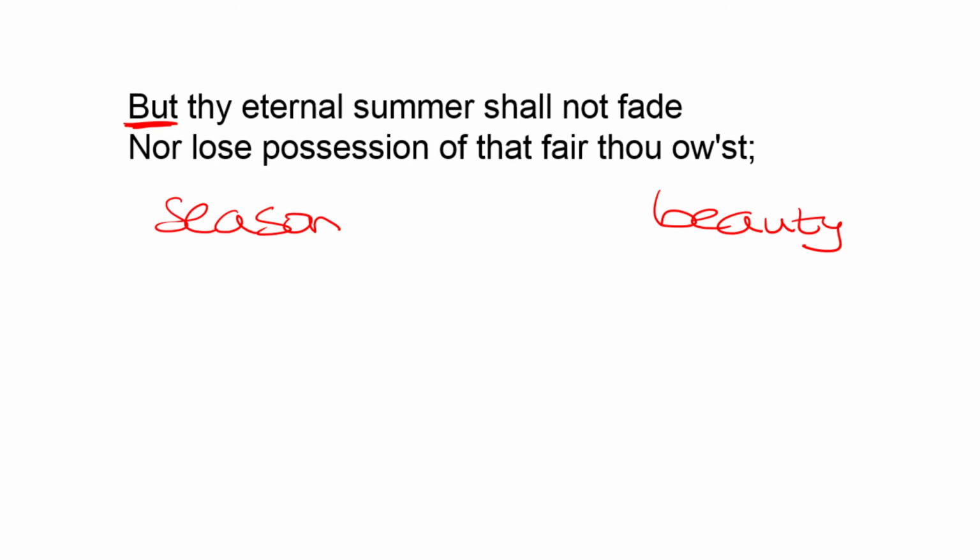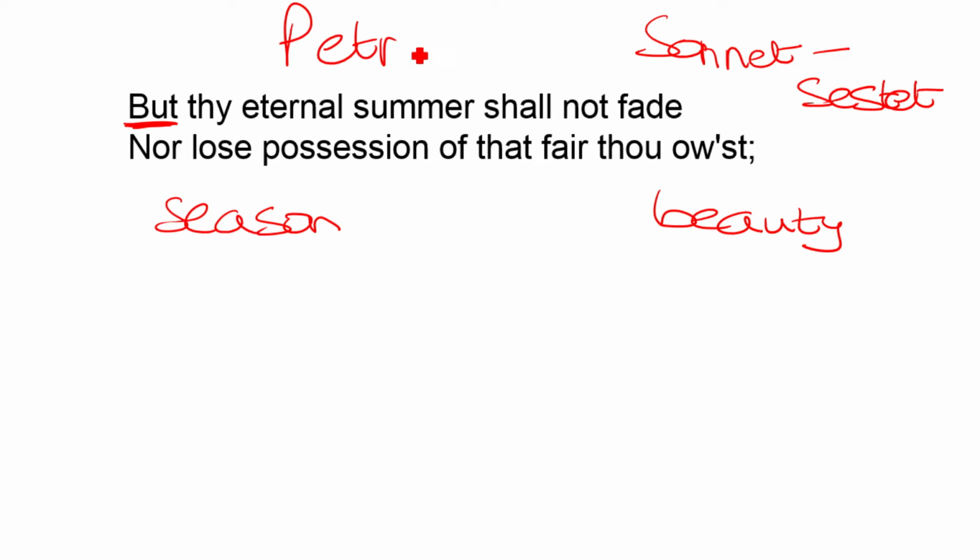So we're following here the pattern of the Petrarchan sonnet, and we are starting onto the sestet of the Petrarchan sonnet. Watch it when you spell it. It's got 2 R's, Petrarchan sonnet. And this word but marks the volta or the change. Look at this very firm statement of fact. Thy eternal summer shall not fade. Your beauty will last forever.